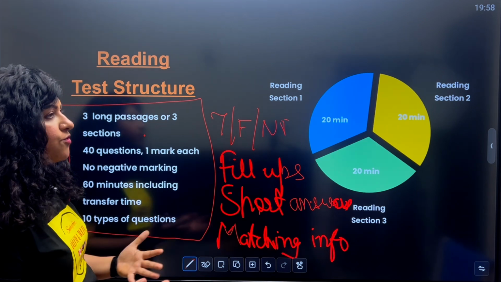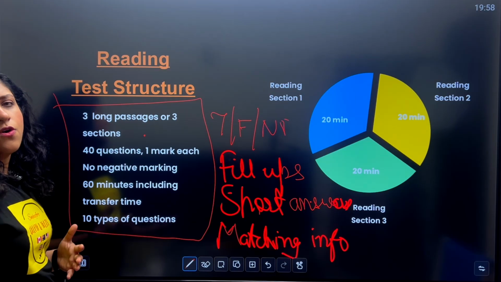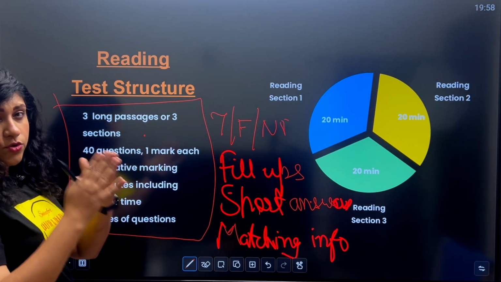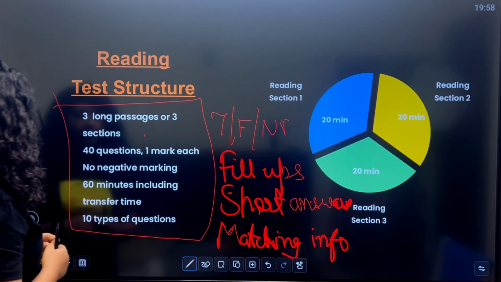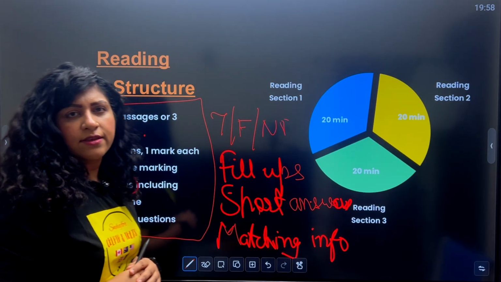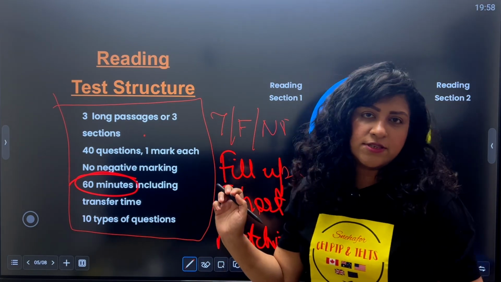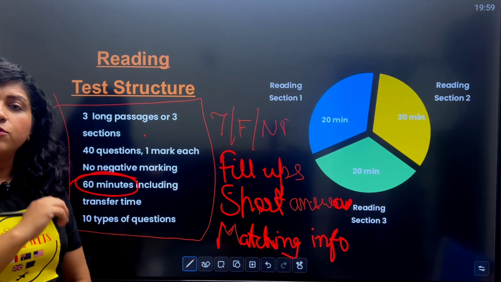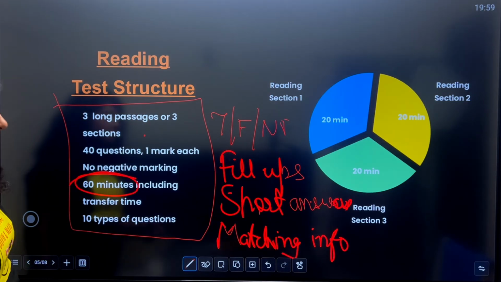And as I discussed before that we have 40 questions in total. There is no score deducted for any incorrect answer. So you have to make sure that you attempt each and every question, even if you have to take a guess, do that. And you get a total of 60 minutes to complete this section, including marking your responses. So you're not going to get any additional time to mark your responses. You have to solve them, you have to mark them, all the 40 questions within 60 minutes.